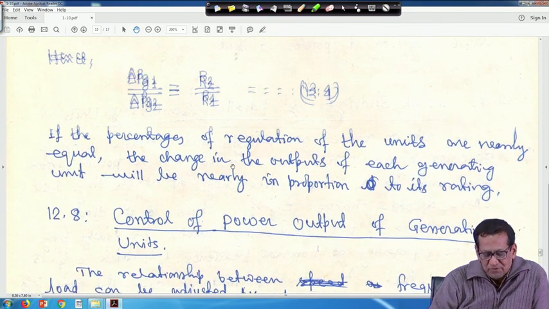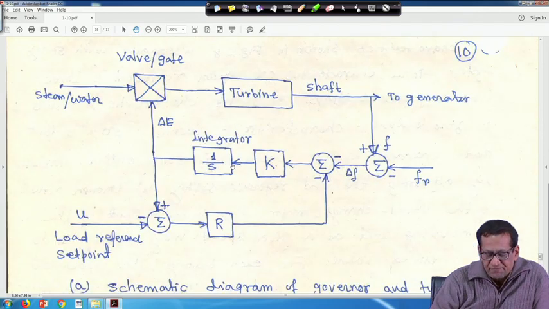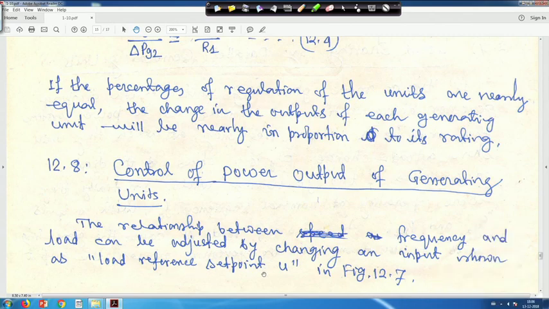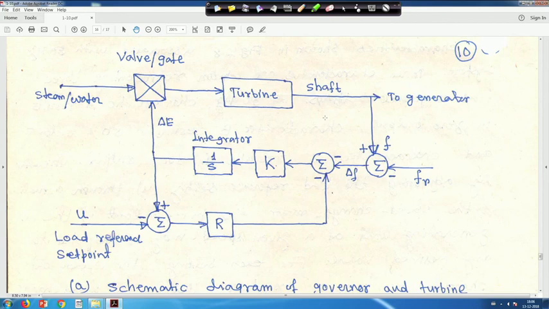Now, control of power output of generating units. The relationship between frequency and load can be adjusted by changing an input, shown as the load reference set point, that is u. I will come to the diagram, that is figure 7. This is actually the same block diagram, but one additional input is here, called the load reference set point, that is u. Rest all the things are the same as before.